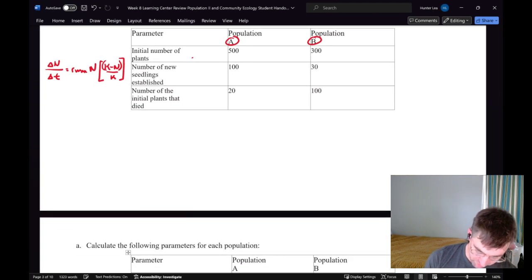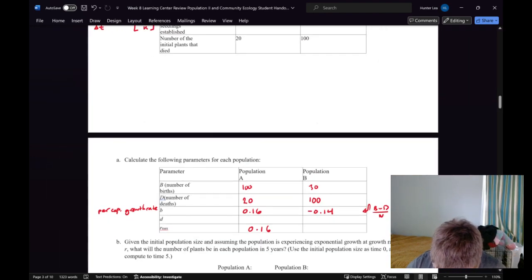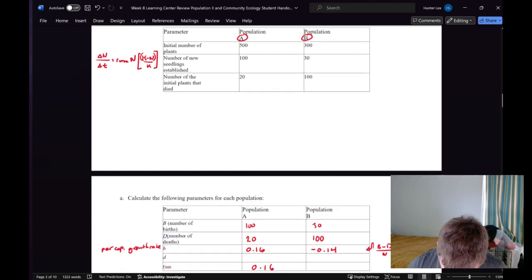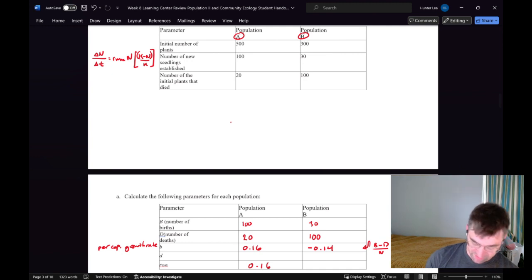So we have initial number of plants, number of seedlings established, number of initial plants that died. And now we can do some very simple math. I'm going to try and zoom out here again so you can see all this. To calculate the following parameters for each population. The number of births should be pretty easy. This is our number of seedlings established between the two populations. We have 100 and we have 30. We have D, the number of deaths, also pretty easy, 20 and 100. And then we have per capita growth rate.